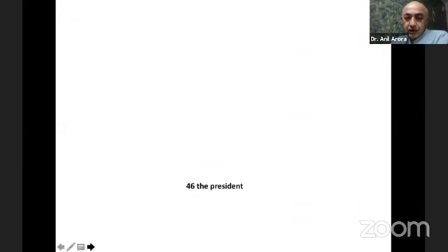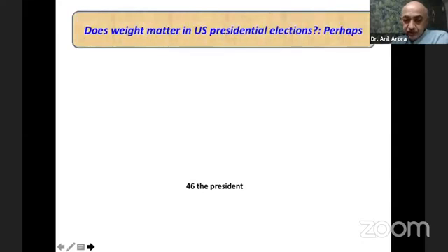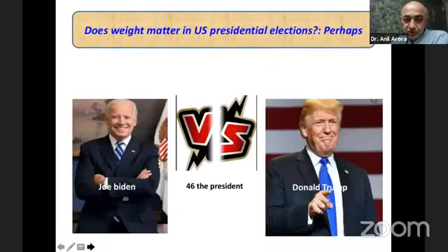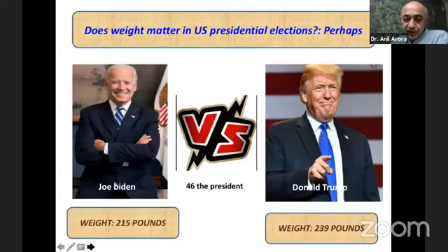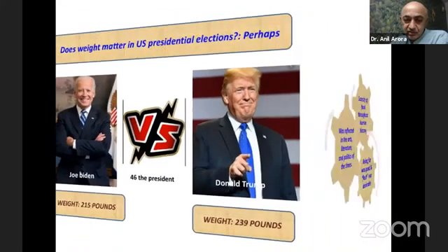And everybody knows the story of the 46th president election, which was conducted only about a week ago, and in which we know the weight does matter. And if you look at the weight of Joe Biden and Donald Trump, it is always easy to understand that certainly the weight today is a liability, not an asset.